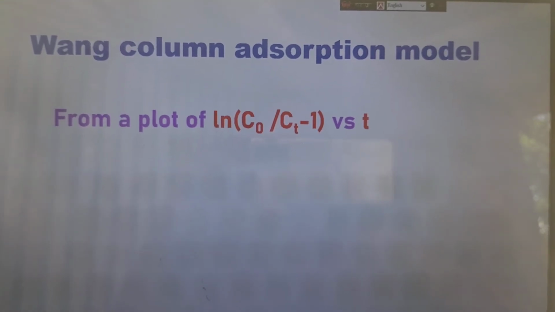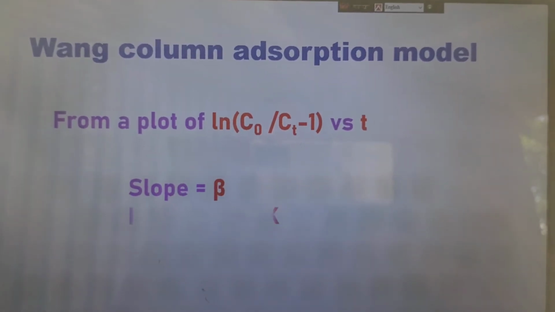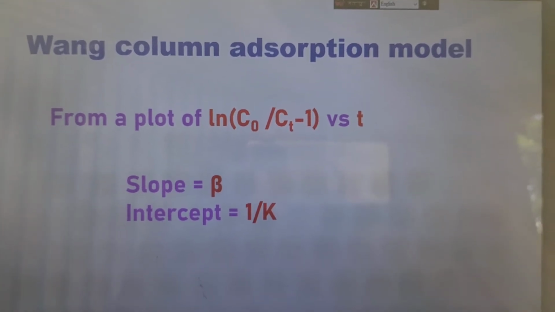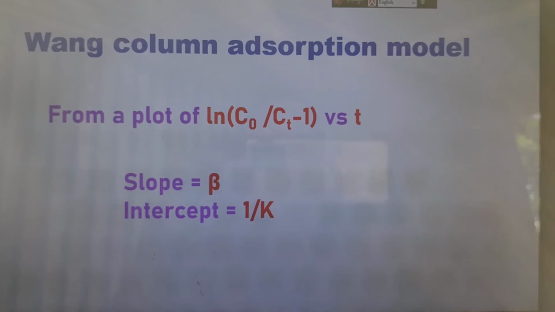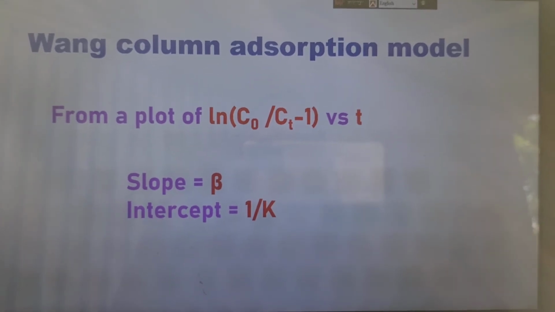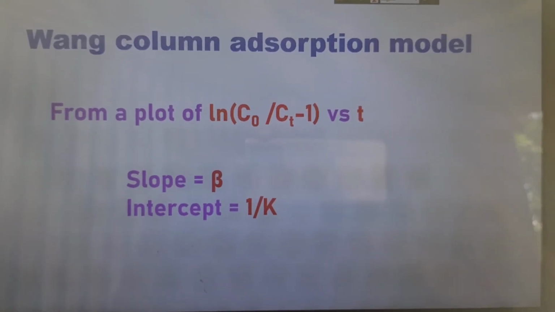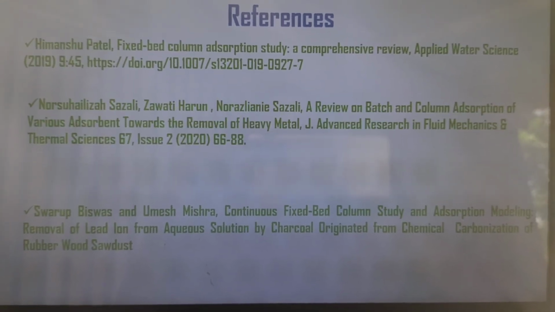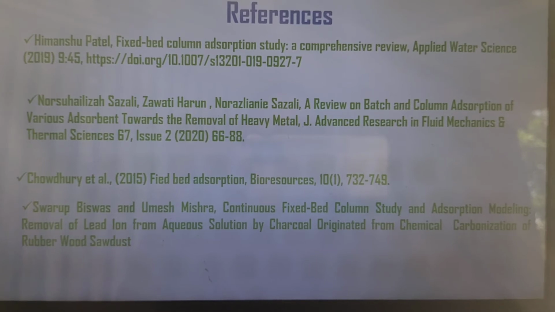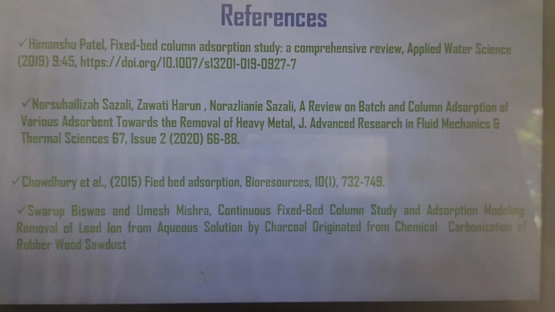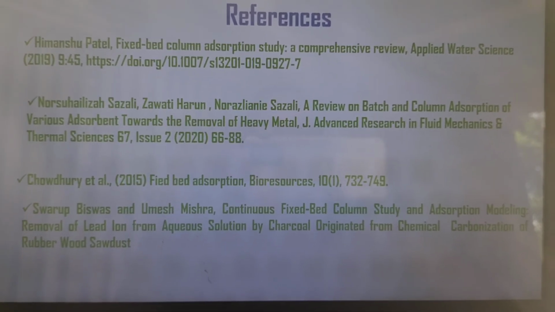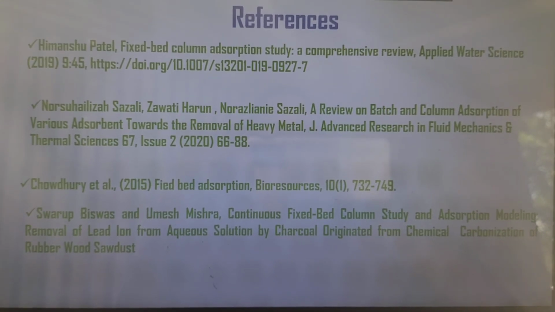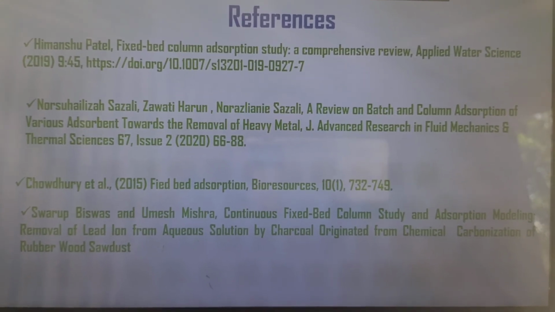Then a plot of ln(C0/Ct − 1) versus t will produce a slope equal to β and an intercept equal to 1/k. So these are the reference list from where most of the information has been gathered, and in my next video I will show you how to fit the Wang column adsorption model using both Origin Pro and Microsoft Excel.